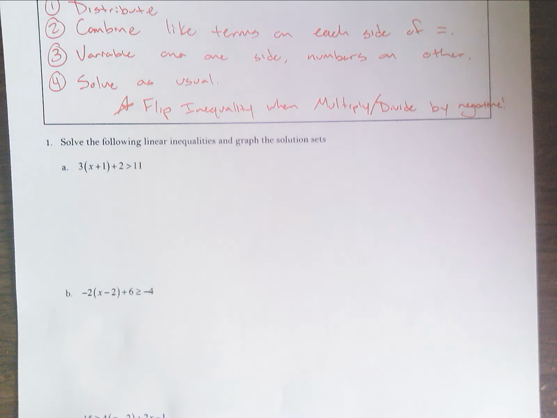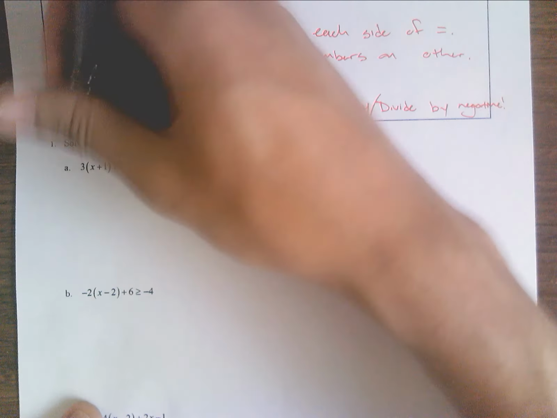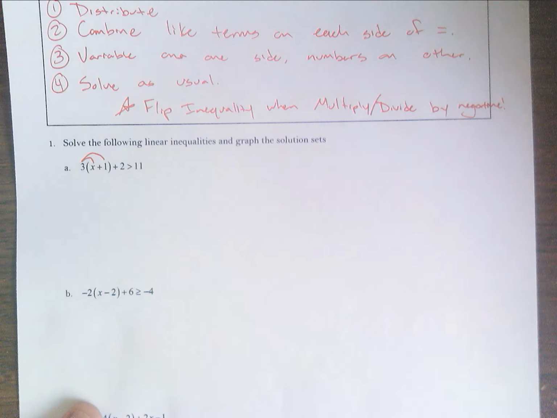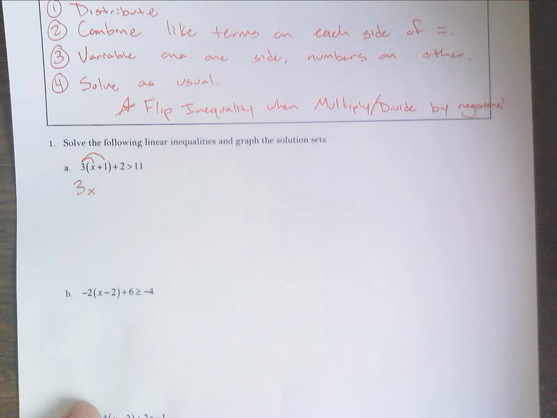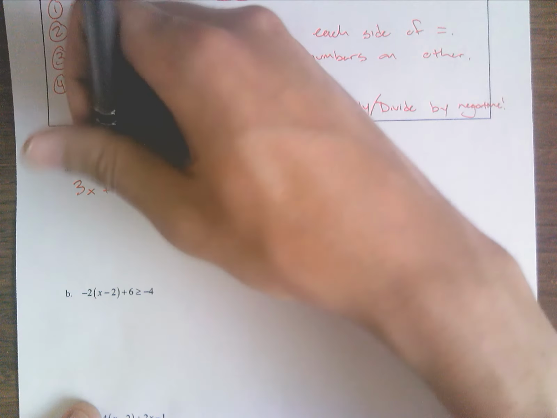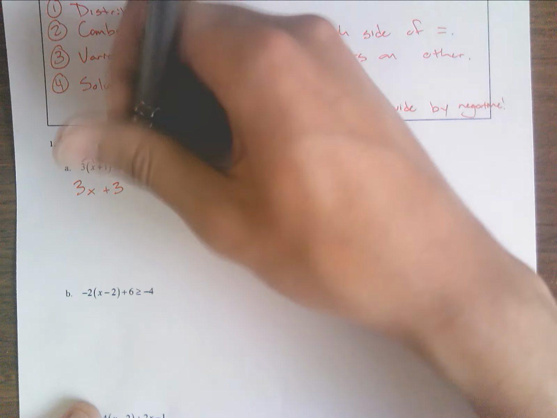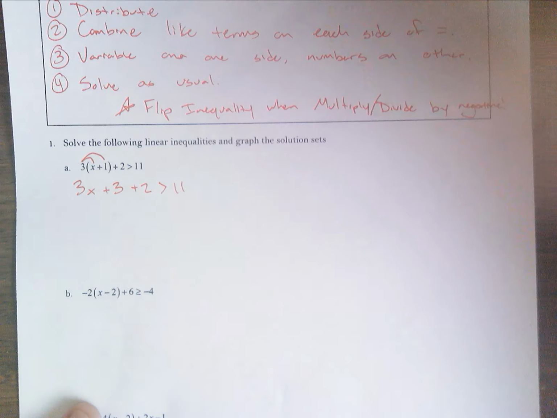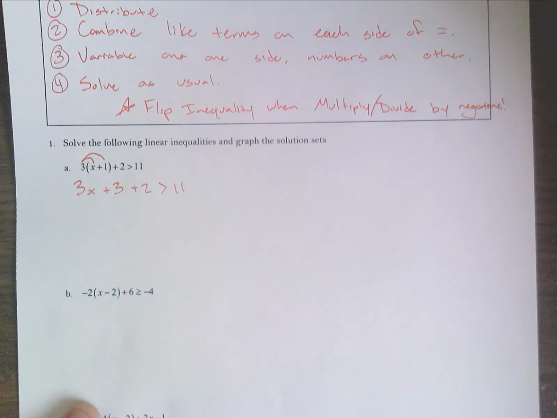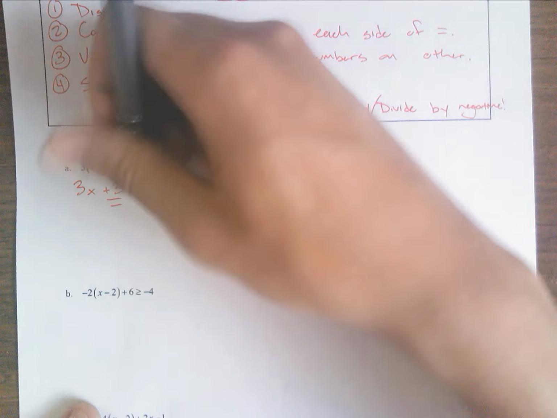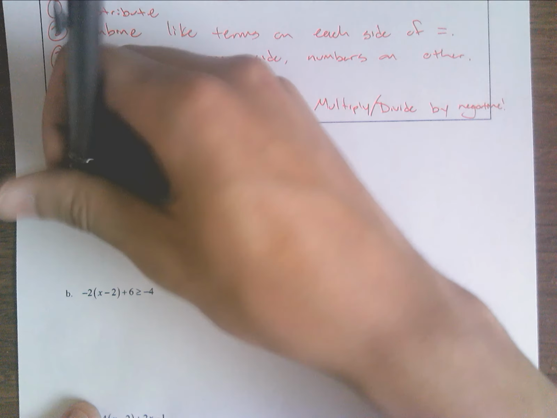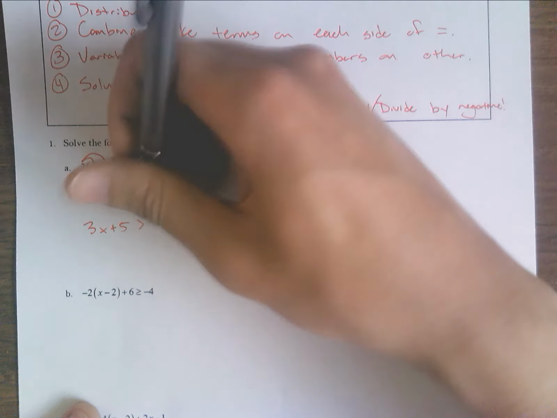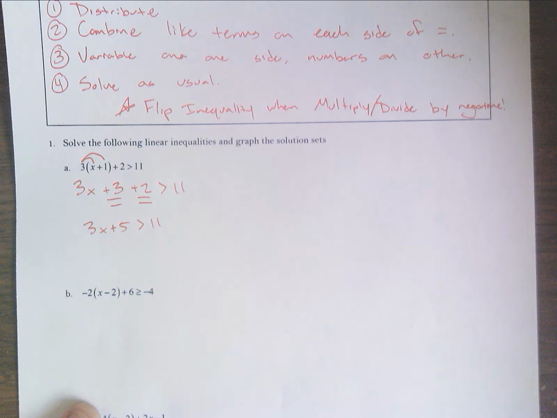This first one, step 1, we want to distribute. So I'm going to take this 3 and distribute it into each of these terms. We've got 3 times x is 3x. 3 times 1 is 3, so plus 3. Going to bring down the rest. Plus 2 is greater than 11. That's it. All the distribution is done. Now we can combine like terms. I see we have a plus 3 and a plus 2. That's going to give us a positive 5. And we'll bring down the rest. So we have 3x plus 5 is greater than 11.